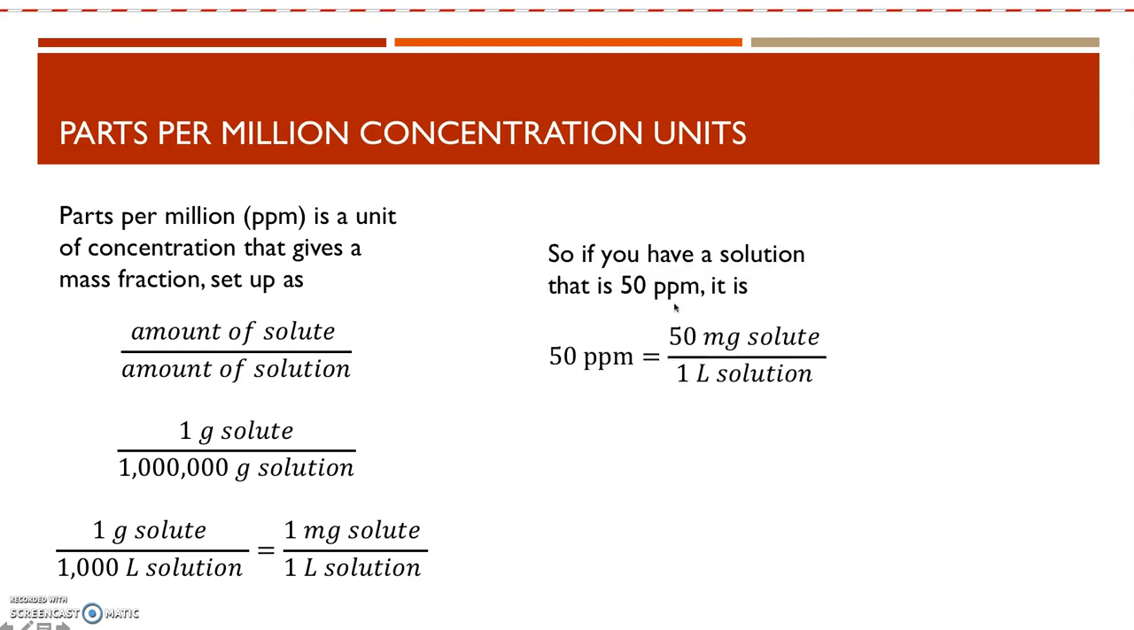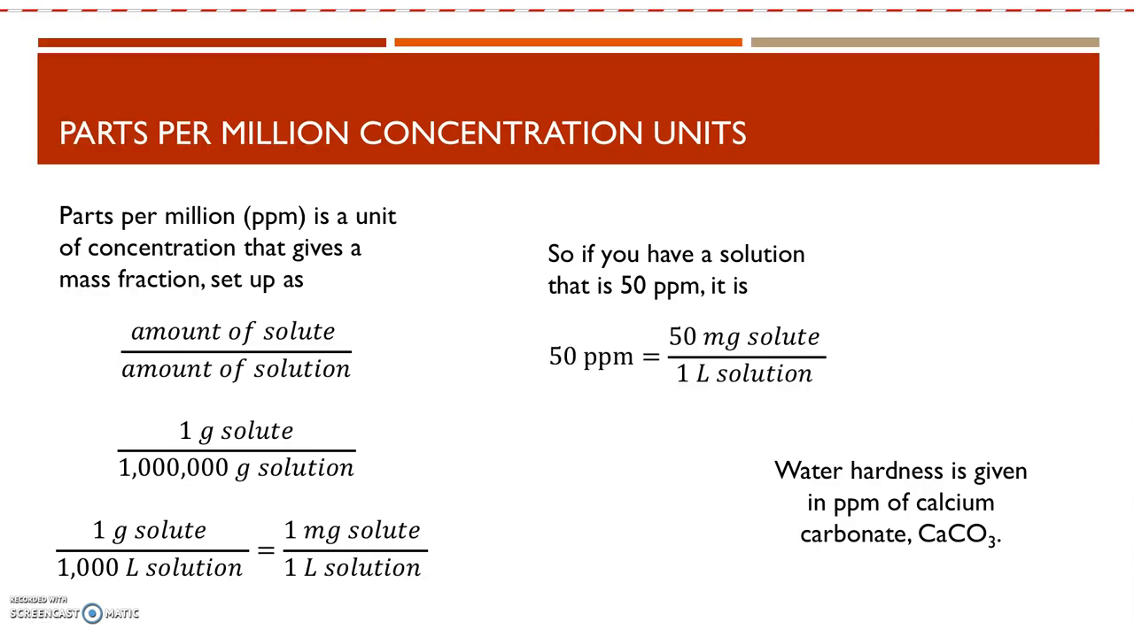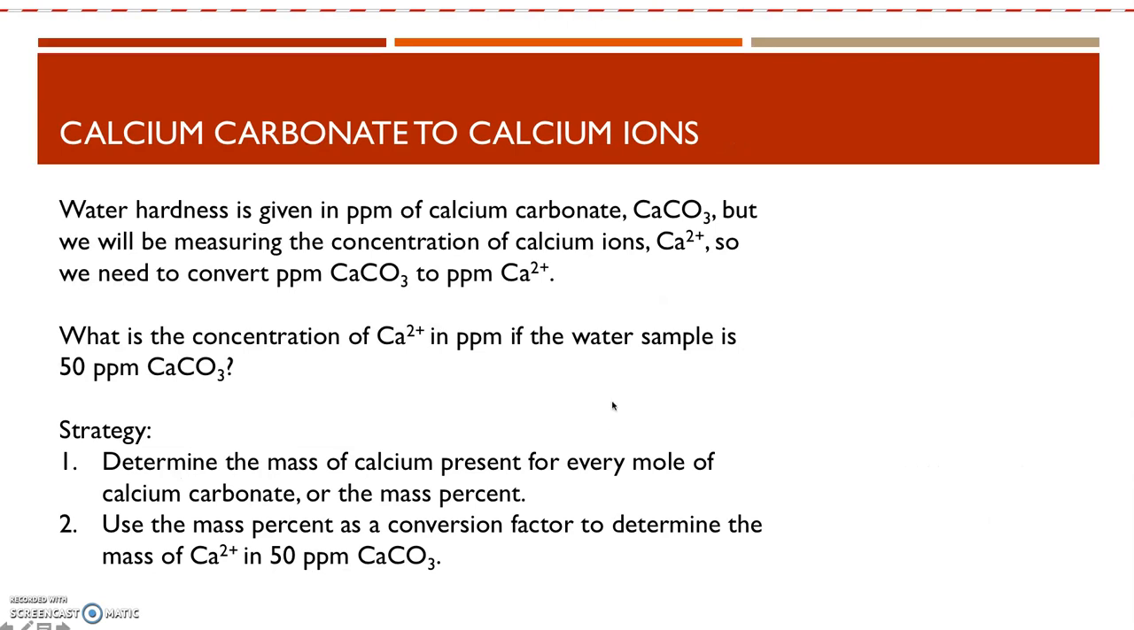Now, if you have a solution that's 50 parts per million, what that means is you have 50 milligrams of solute for every 1 liter of solution. So whenever you read parts per million, you can put that into SI base units as milligrams of solute per liter of solution. Now, water hardness is given in parts per million of calcium carbonate in solution. We in lab will be measuring the concentration of calcium ions, probably in molarity, and so we need to convert the parts per million of calcium carbonate into parts per million of calcium ions.